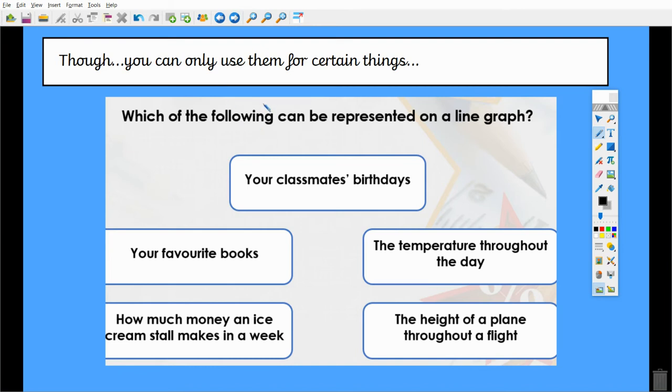Now, line graphs can only be used for certain things. They can't be used for everything. So imagine your classmates' birthdays. They say, right, 6 people had their birthday in June. 2 people have their birthday in December. And 10 people have their birthday. So you can't use it for something like your birthdays. And the same with your books. You might have 2 people like David Walliams, 10 people like Roald Dahl. You can't use it for your favourite books.